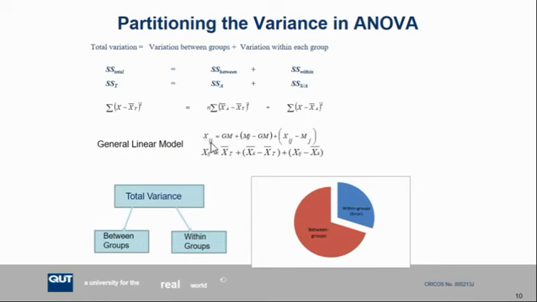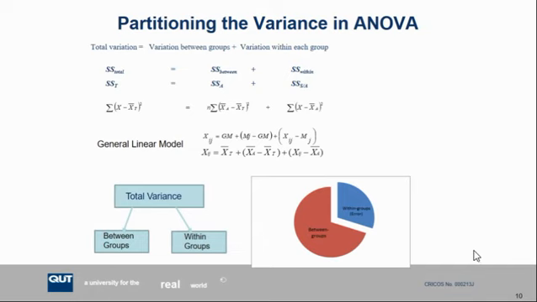Individual score is a factor of the total mean or the grand mean of the experiment, the variance that's due to being in a particular condition, how far each condition mean is away from the grand mean, and individual differences, how far each individual score is away from the mean of that condition.